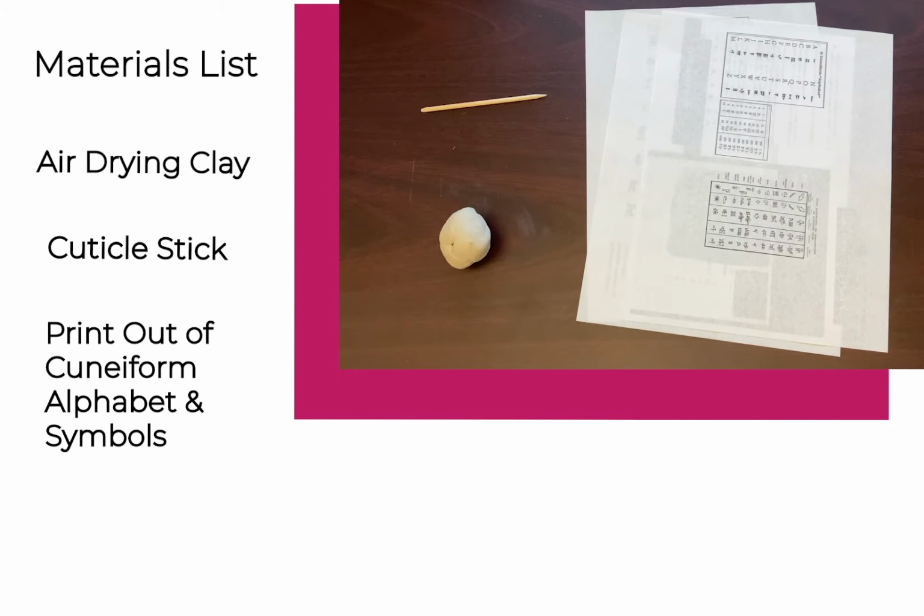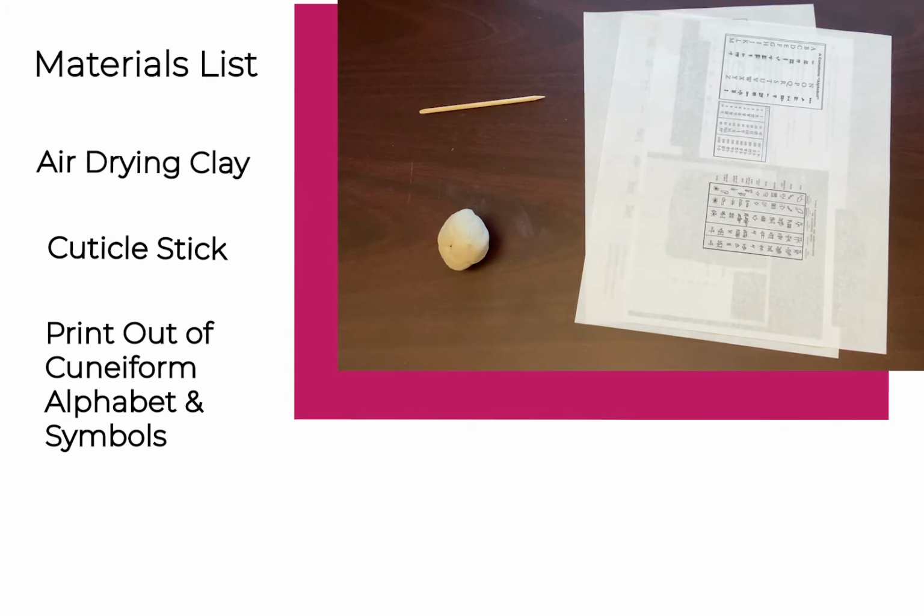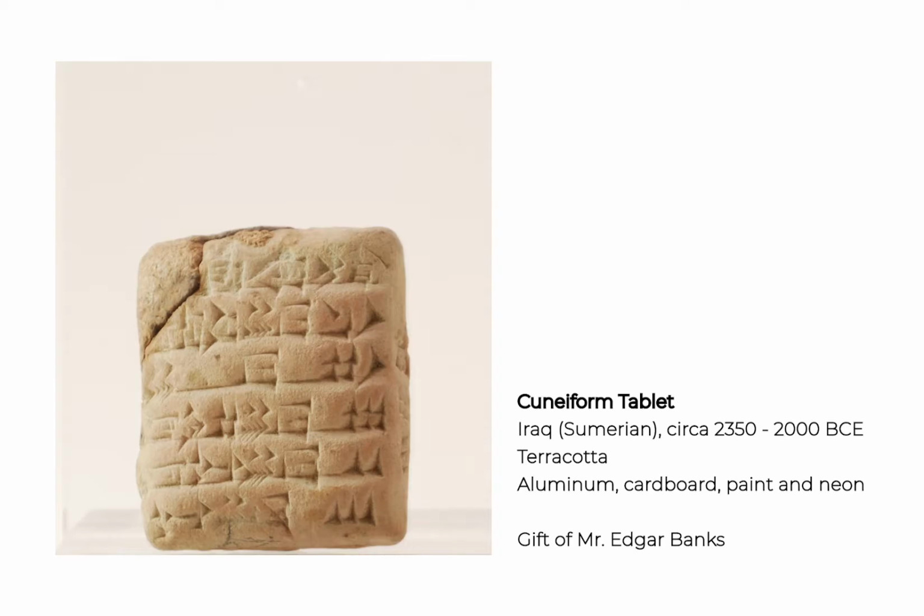You can find a downloadable cuneiform alphabet and symbols through our website linked below in the description. Or feel free to use the internet to find your own. Alternatively, you can develop your own alphabet or system of symbols. Before we get started, let's take a closer look at our chosen artwork and the ideas behind its inspiration.